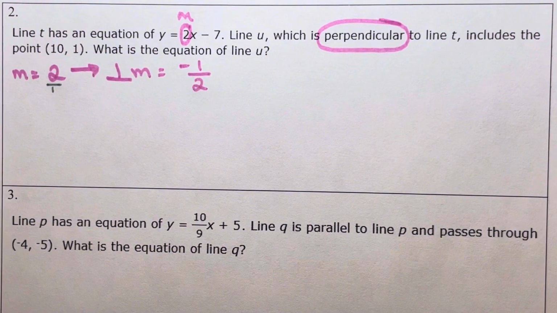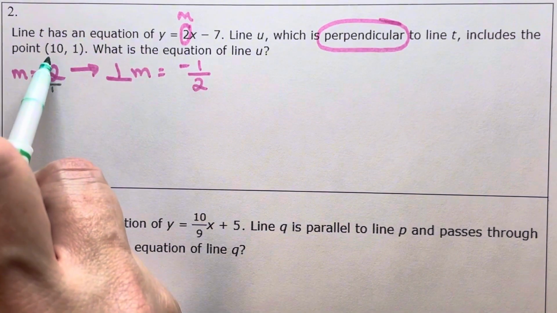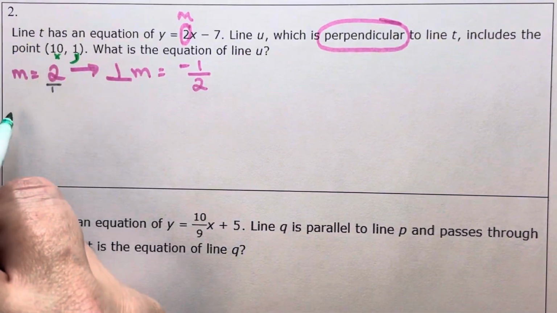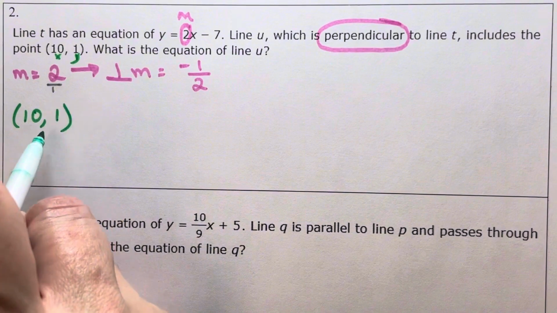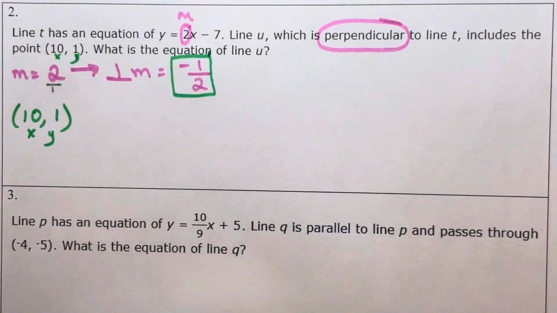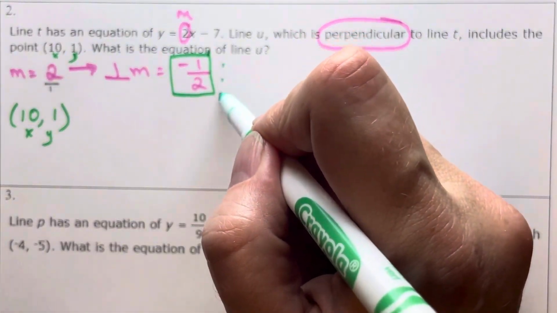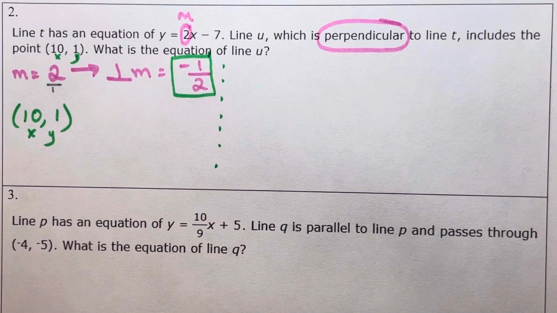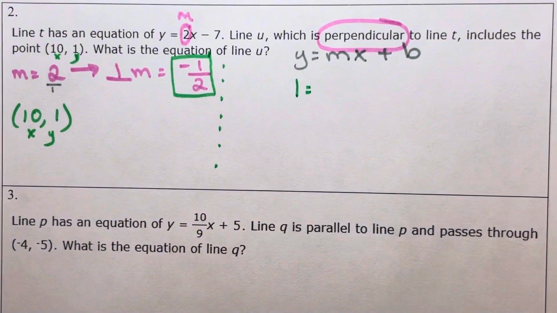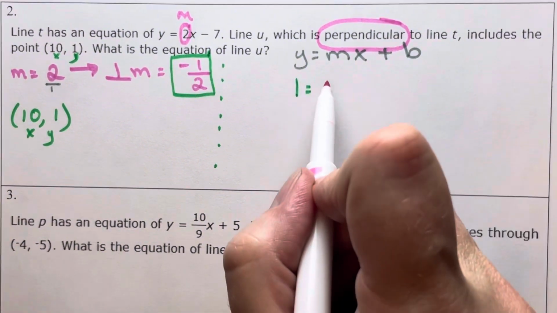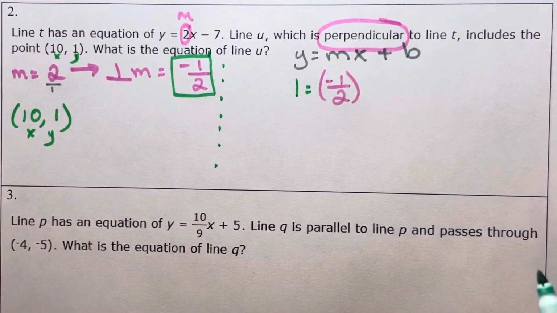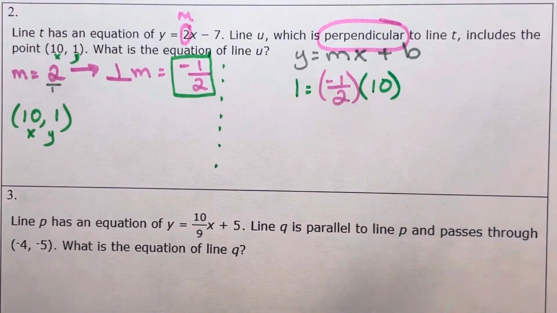Now that we have found the slope, we're going to plug this coordinate point that they gave us of 10, 1. It is our x and y with the slope that we need into the equation of y equals mx plus b. Let's plug in our values. So y has a value of 1. Our slope that we're going to use is a negative 1/2. The x value that they gave us in the coordinate point is 10.